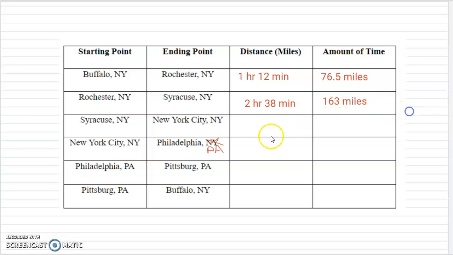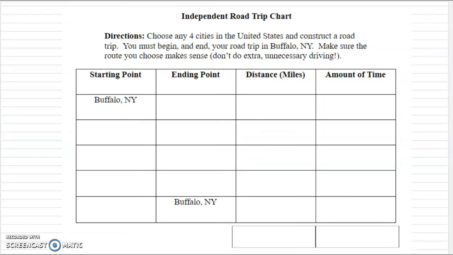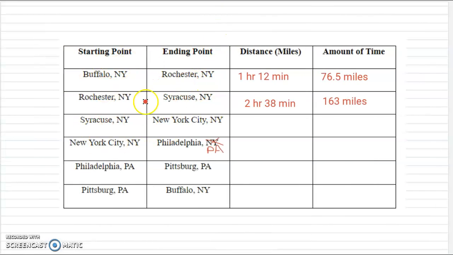Now, what I want you guys to do is finish this chart. Continue, go to New York City next, then go to Philly, then go to Pittsburgh, then go to Buffalo. And again, we've got our running tally going the whole way. So that's your responsibility to finish. And then for homework, you are actually going to do the same thing, but you're choosing 4 destinations of your choice. So your chart's going to look very similar. Use this as a guide.